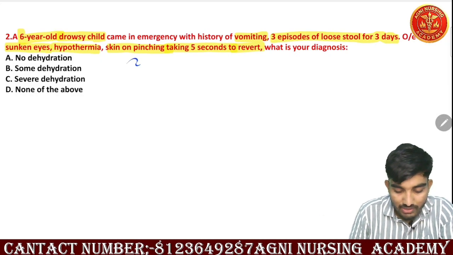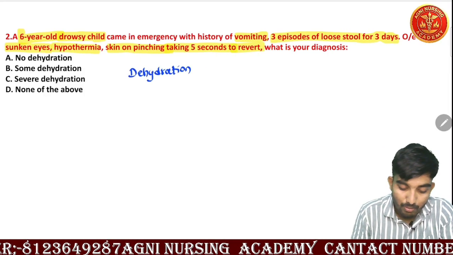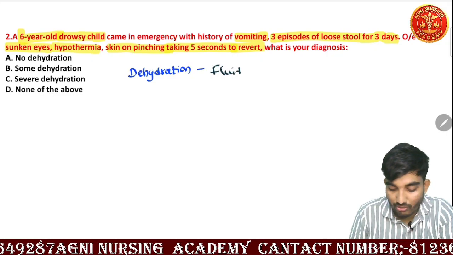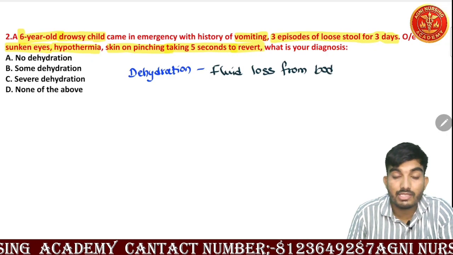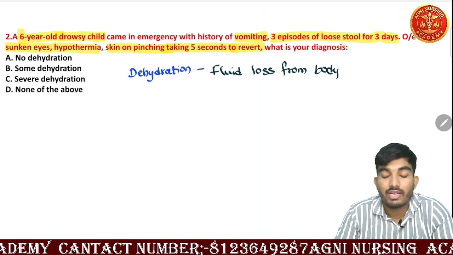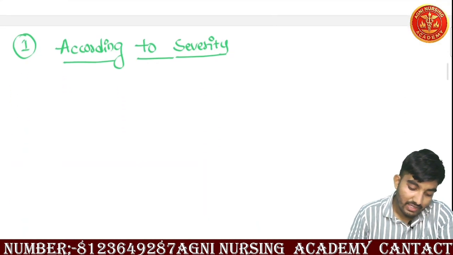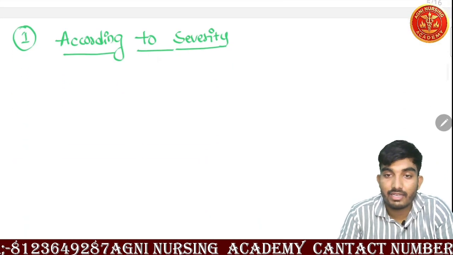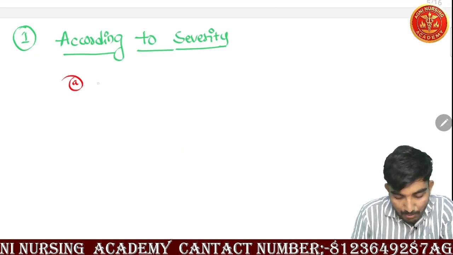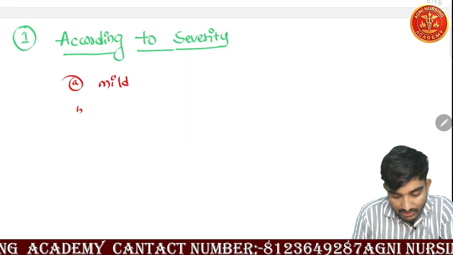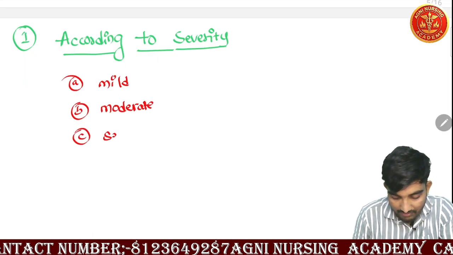First, we will see what is meant by dehydration. Dehydration means fluid loss from the body. And there are types of dehydration according to the severity and according to the WHO classification. We will see according to the severity. There are three types of dehydration according to the severity. First one is mild dehydration, second one is moderate dehydration, and third one is severe dehydration.